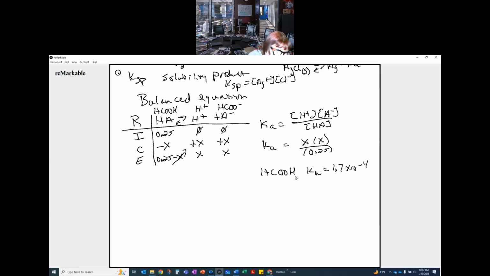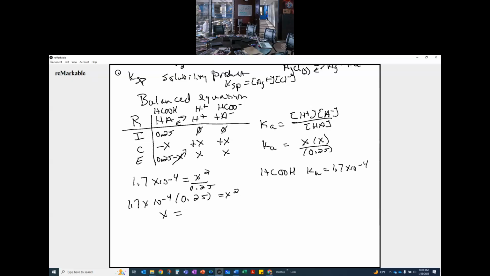Now, once I have that Ka, then I know that I can set that Ka, 1.7 times 10 to the minus 4th, equal to x squared over the initial concentration. So I take that 1.7 times 10 to the minus 4th, I multiply it by my initial concentration, and that's equal to x squared. I can then solve for x, and I don't have my calculator.